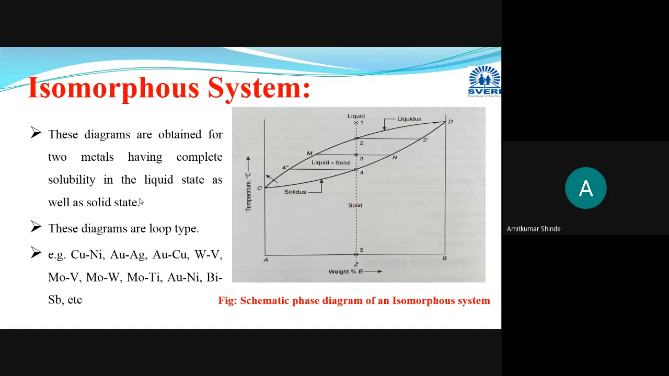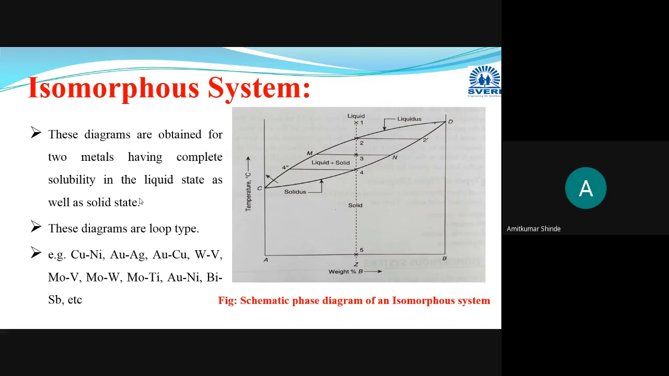Now, first point, I have already told you that these diagrams are often for two metals having complete solubility in the liquid state as well as in the solid state. From the diagram itself, you can clearly understand that the shape you are getting for that phase diagram is a loop shape. That's why these diagrams are loop type. For any isomorphous system, you will get a loop type phase diagram.